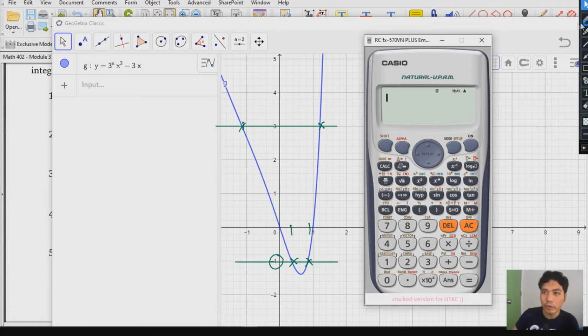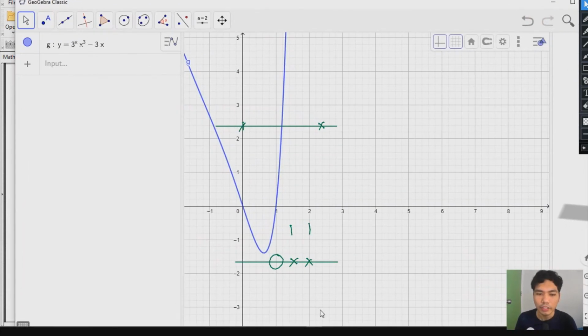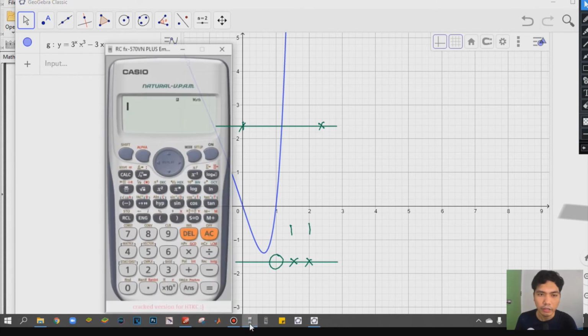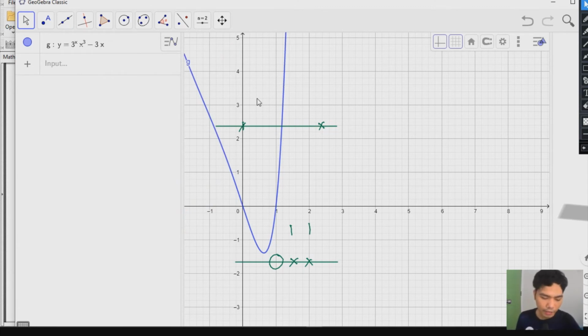Now for the first one, ayun, nag-close. Unfortunately, nag-close yung ating calculator so hindi niya na-store, I think. So wala nga. Sadly, nag-close siya, pero syempre, sigurista ako. So in-store ko siya sa calculator ko.